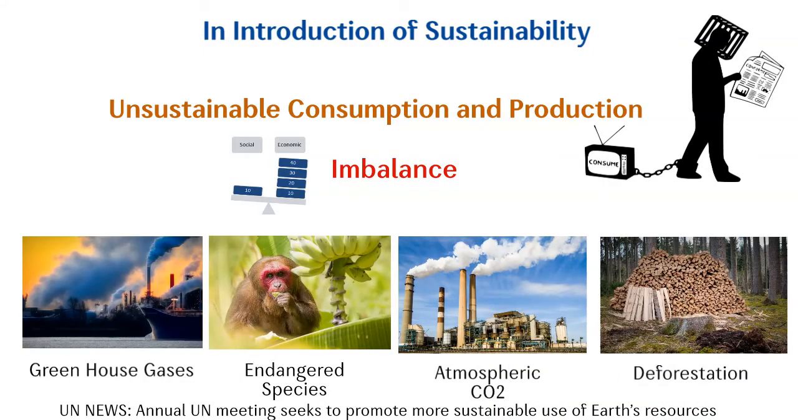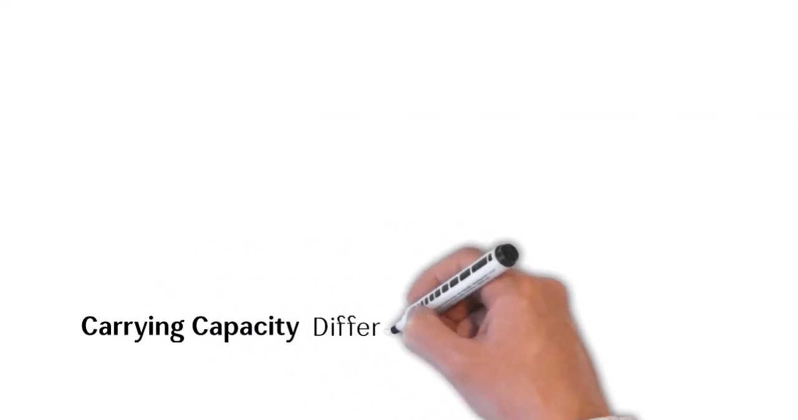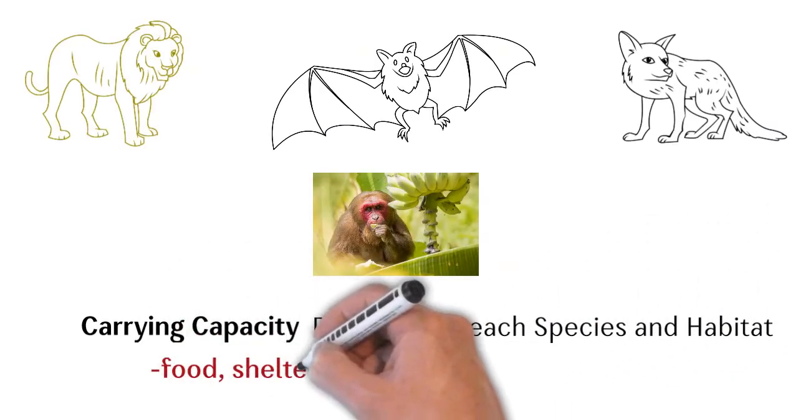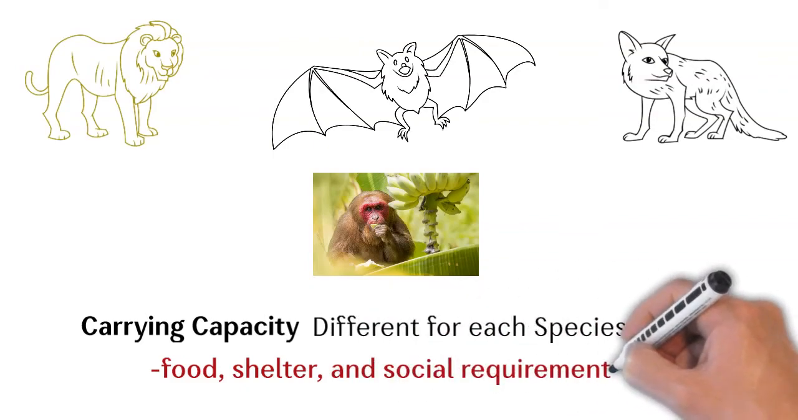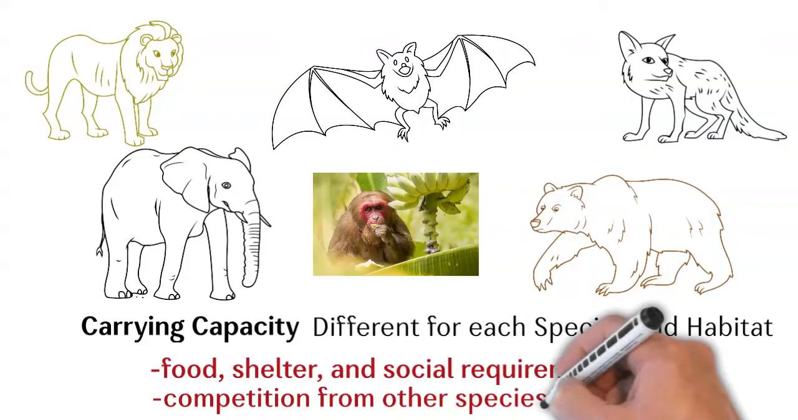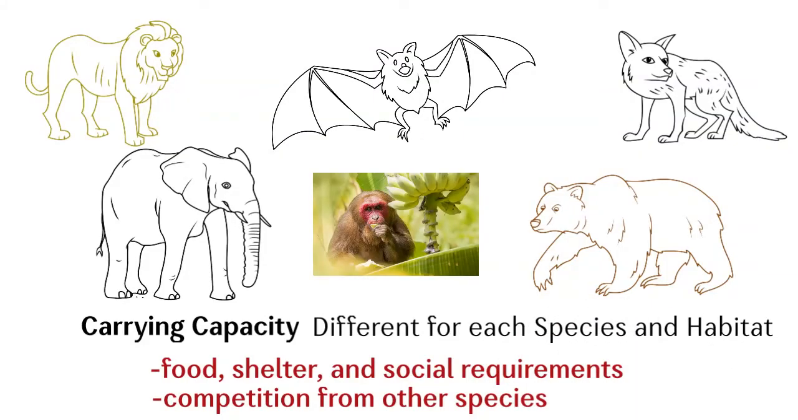or deforestation. The carrying capacity is different for each species in a habitat because of particular food, shelter, and social requirements, and because of competition from other species that may have similar requirements.